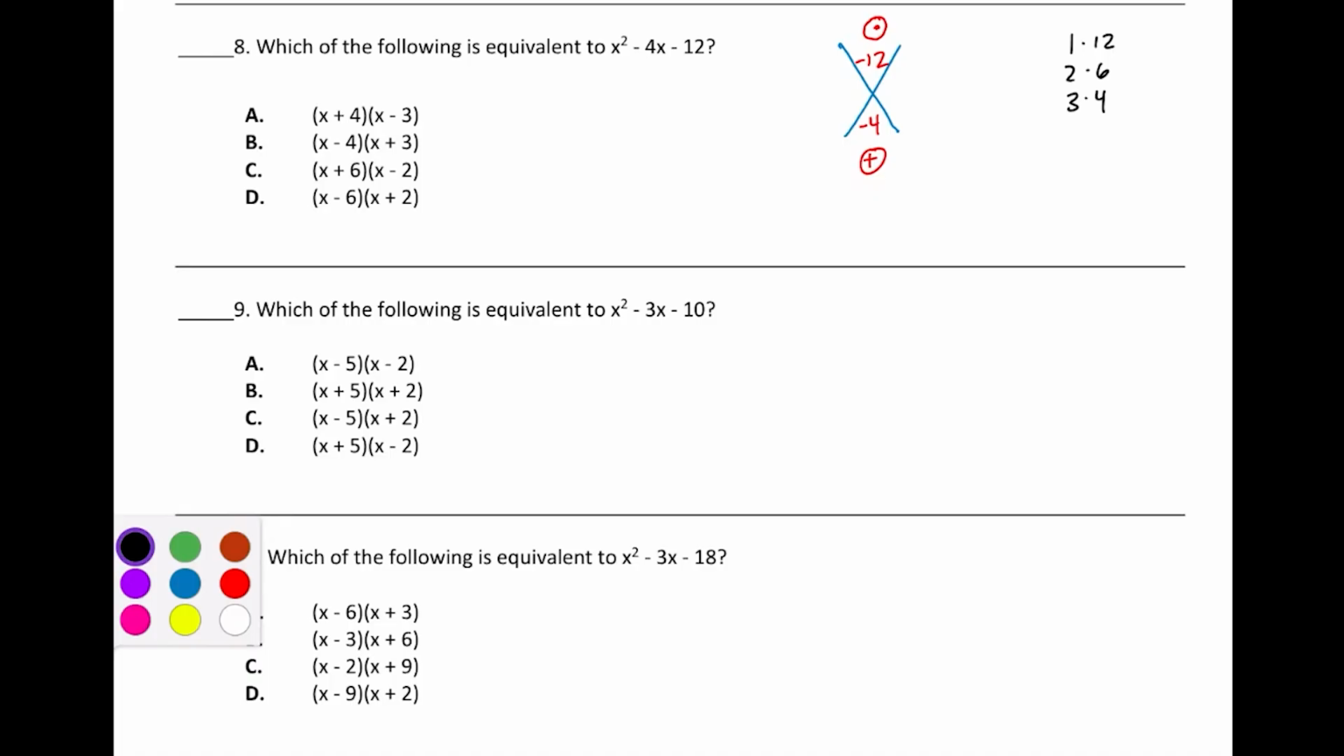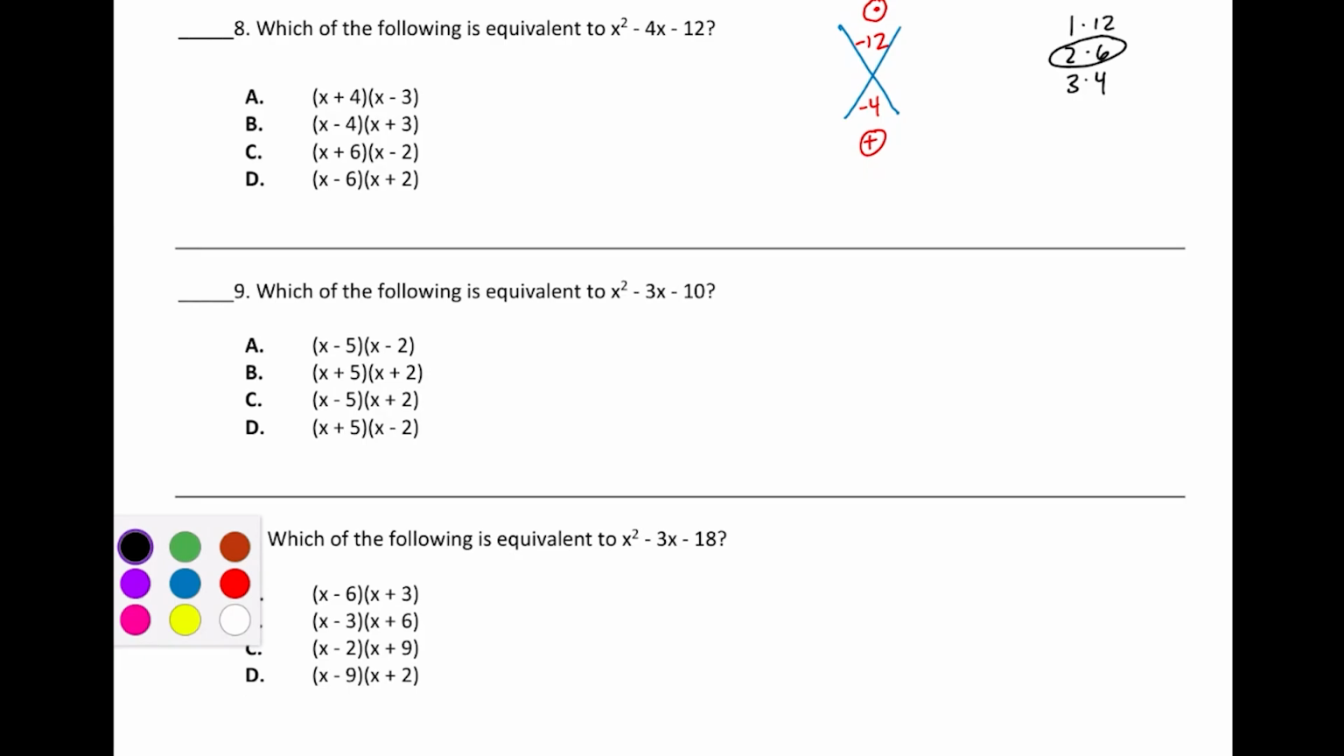Since it multiplies to negative 12, one of the numbers in the pair has to be negative, because a negative times a positive is negative. And if the sum, negative 4, is also negative, that means the larger of the two numbers needs to be the negative one. So we're looking at 1 and negative 12, 2 and negative 6, 3 and negative 4. And the one that adds up to negative 4 is going to be 2 and negative 6. So that means that our two factors will be x plus 2 and x minus 6. So our answer is D.